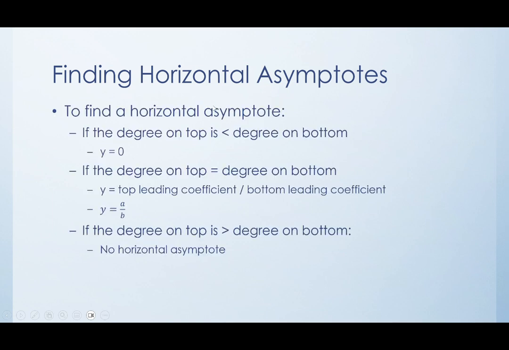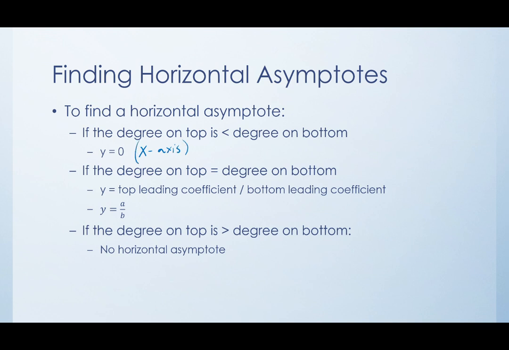All right, so how do we find these horizontal asymptotes? That's the next question. Thankfully that's pretty easy. We just look at what the degree of the numerator is versus the denominator. If the degree on top is less than the degree on the bottom, then our horizontal asymptote is going to be y equals 0. This is the x-axis.